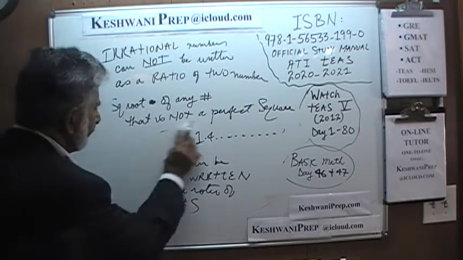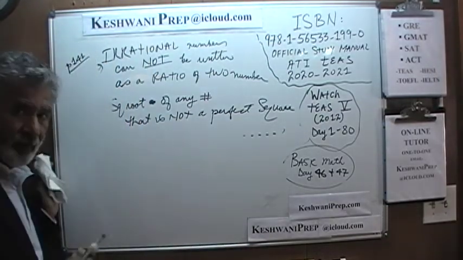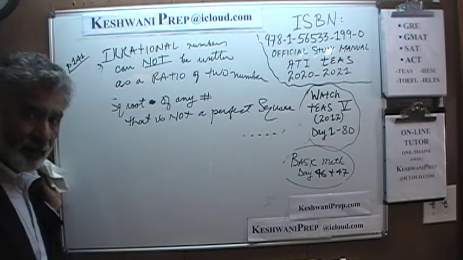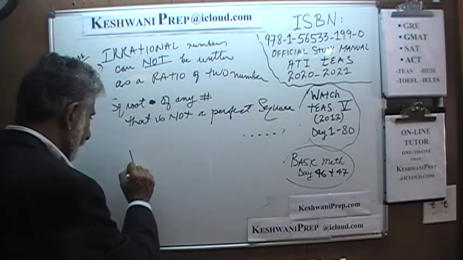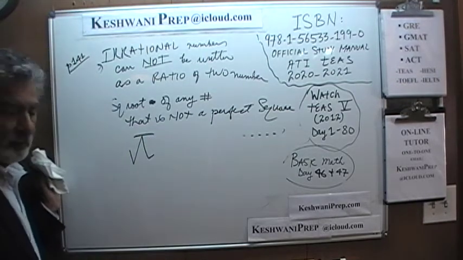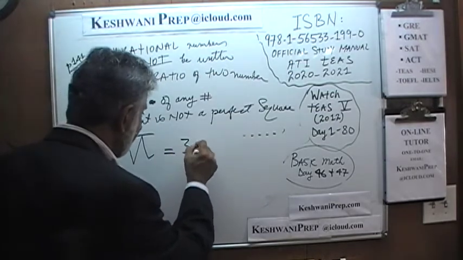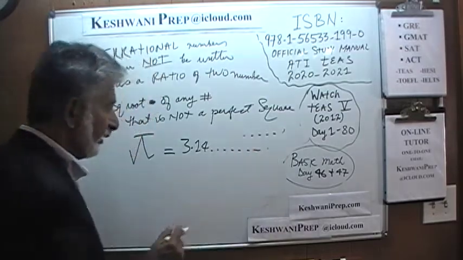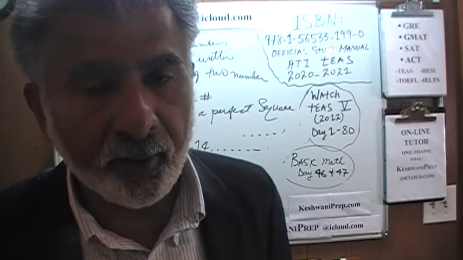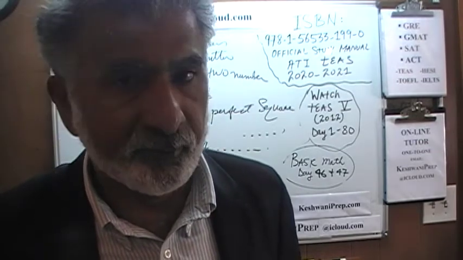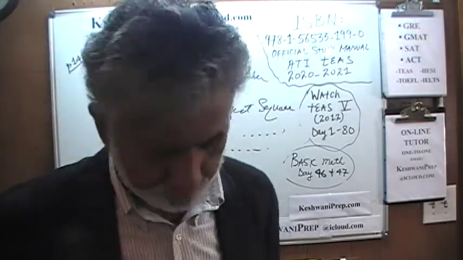That's enough of that. Here's another example of a number that's irrational because it never ends and it has no pattern. If it never ends and has no pattern, it's irrational because you can't write it as a ratio of two numbers. The classic one, the most famous one, is pi. If you were to pick up a calculator and type in pi, it will say 3.14 something something forever and ever. It never ends. And since it never ends, we cannot write it as a ratio of two numbers. That's enough.